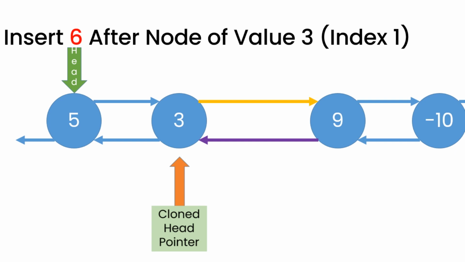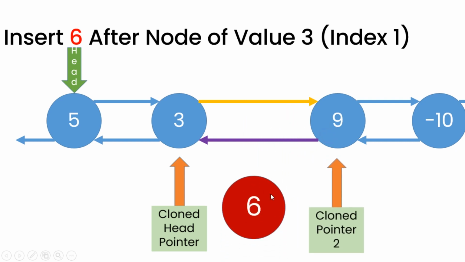As it's a doubly linked list, that means we have a front, which is the next element, and a backward, which is the previous element. Let's start by making a new node of value 6, and we're gonna make a clone pointer which is pointing to the next node, and I will explain that in a second.